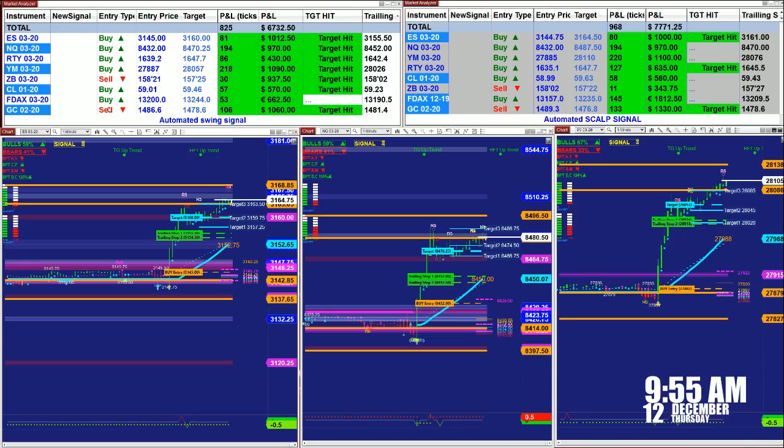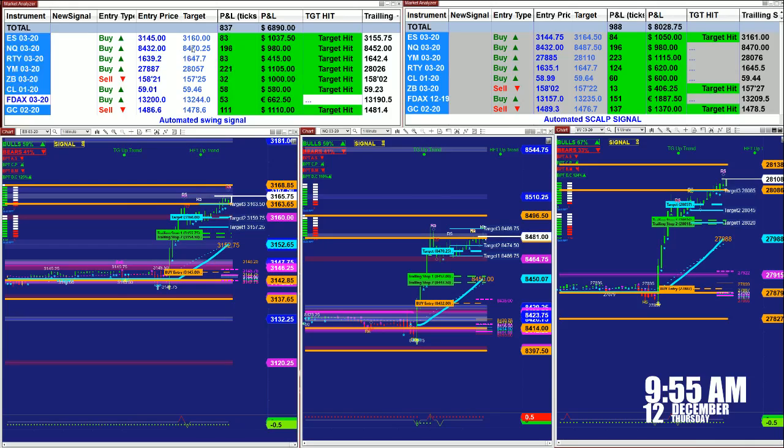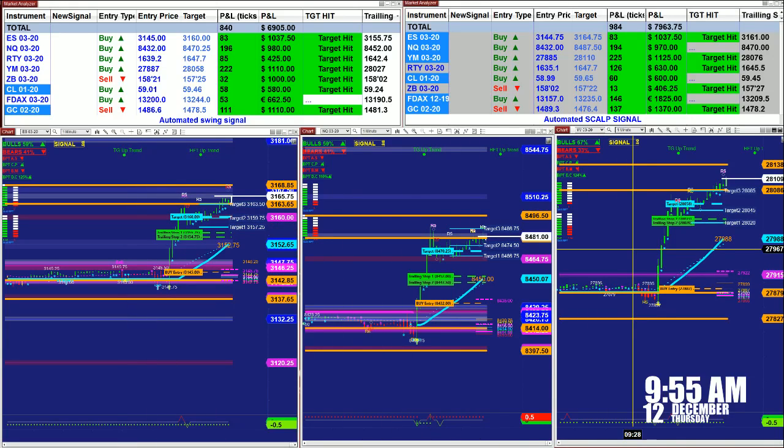For the ones that just joined us, we just hit the targets on all directions. And this is, if we look at the market analyzer, the one on the left corner, the market analyzer is connected to the blue charts. And this is the automated swing trading.